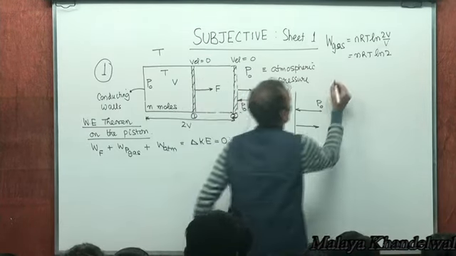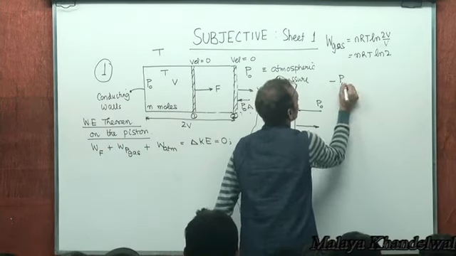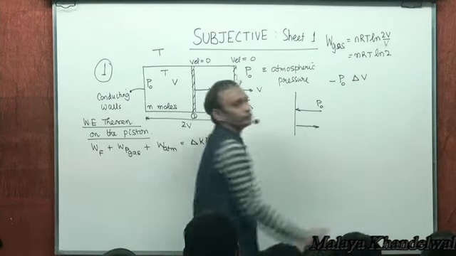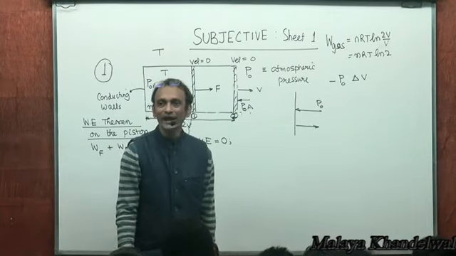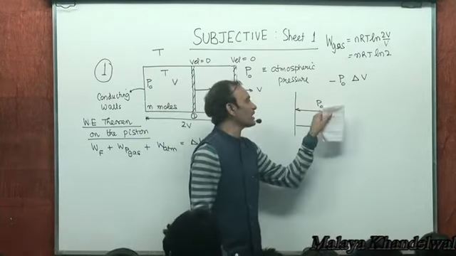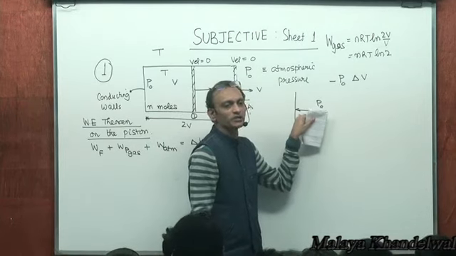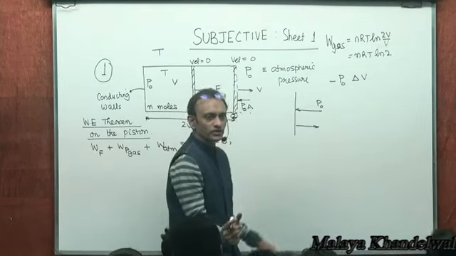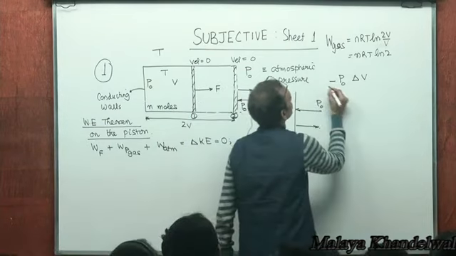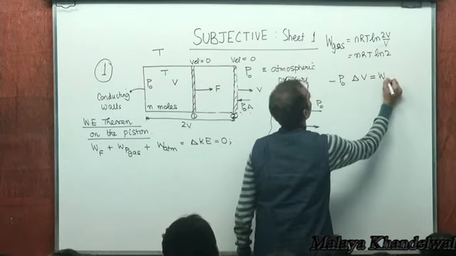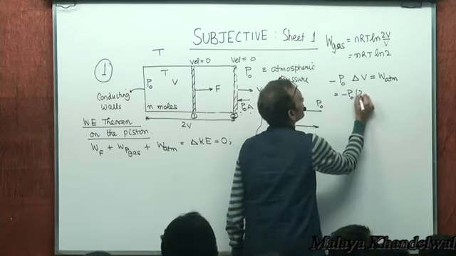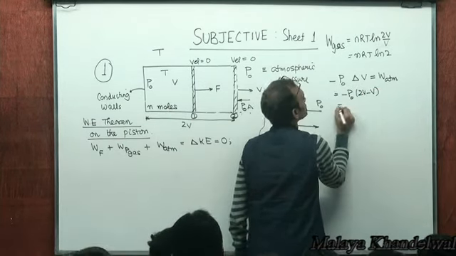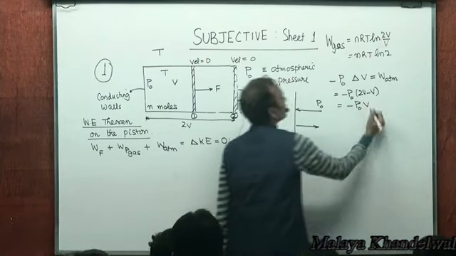Why? Because pressure into change of volume, that's the work done by the atmospheric pressure. Yes or no? Why negative? Because displacement is to the right, force because of atmospheric pressure is to the left. So this is work done by atmospheric pressure, which is minus P naught into 2V minus V, which is minus P naught into V.